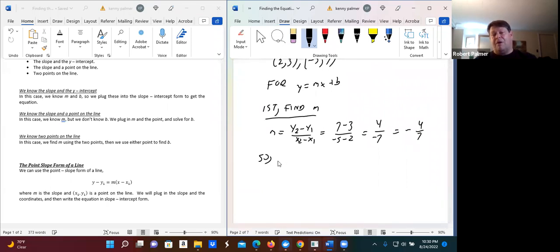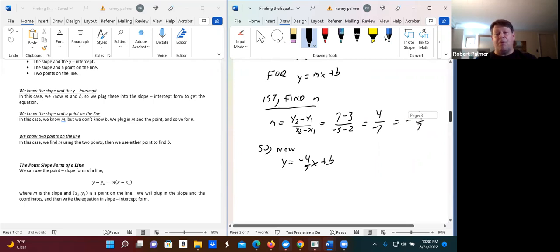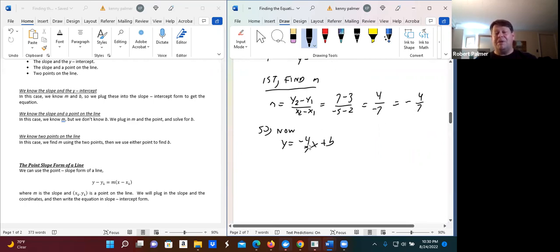So now what we have is y is equal to -4/7 x plus b. We now know what m is. And so now we're back to the situation we were in a moment ago, where you just need to find b.